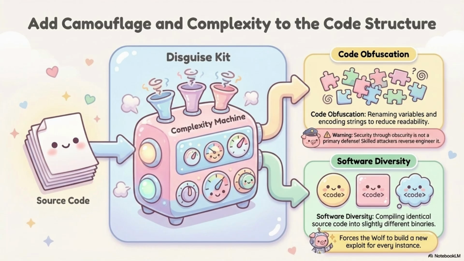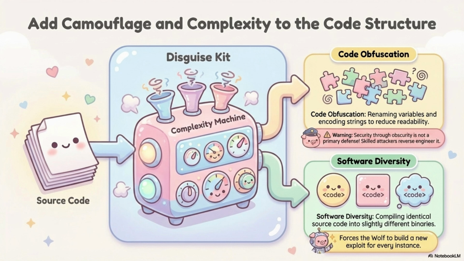Code obfuscation is sometimes used to make source code more difficult to understand. It may rename variables, remove whitespace, or encode strings to reduce readability. However, security through obscurity is not considered a reliable primary defense. Skilled attackers can still reverse engineer obfuscated code, so obfuscation should only supplement, not replace, strong security controls.